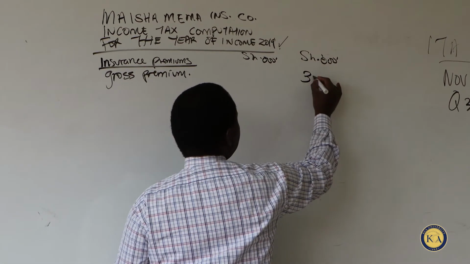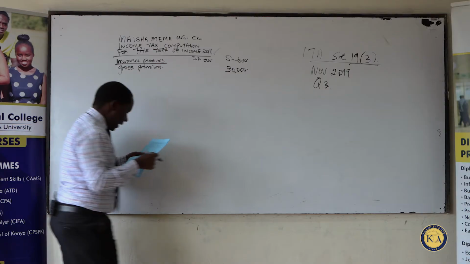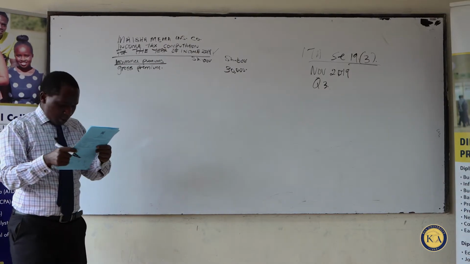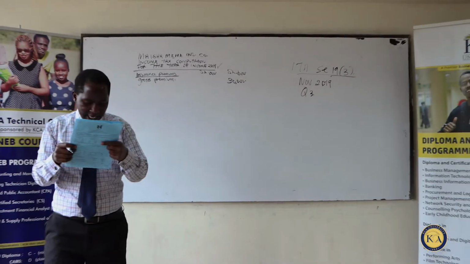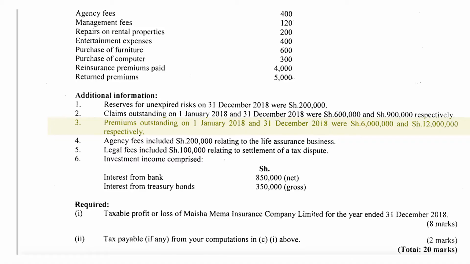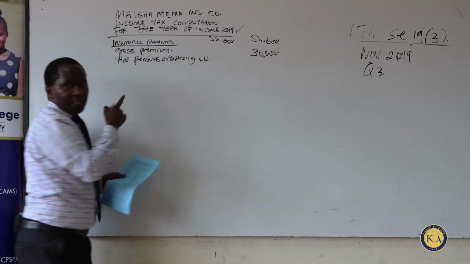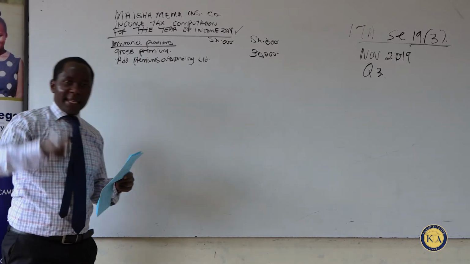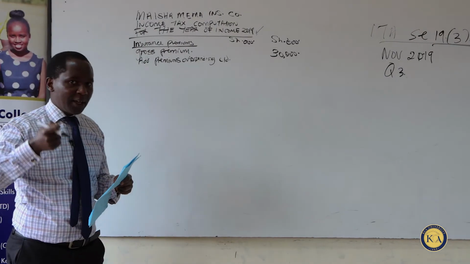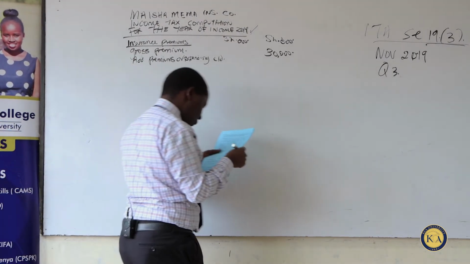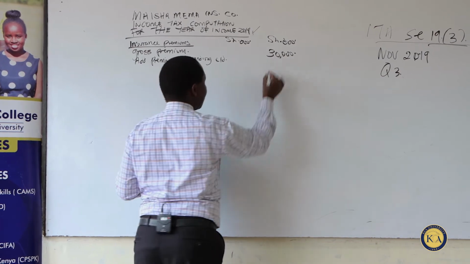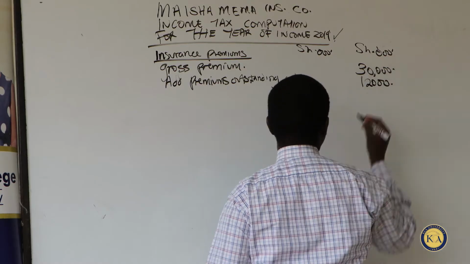Which has been given as 30,000. Then on this gross premium, we are going to consider what is in note number 3. We add premiums outstanding carried down. These are the premiums at the end of the year. It is income that has been earned, though it has not yet been received. So for this one, which is actually 12,000, we are going to add it over there.